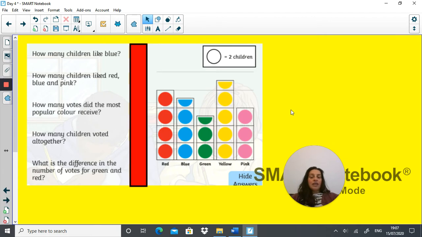So here we go. This is another pictogram, and you have a key here that's really important for you to take into account because it gives you important information. Based on this pictogram here, you have these questions. How many children like blue? How many children liked red, blue and pink? How many votes did the most popular colour receive? How many children voted altogether? And what is the difference in the number of votes for green and red? Well done, guys, doing so well.